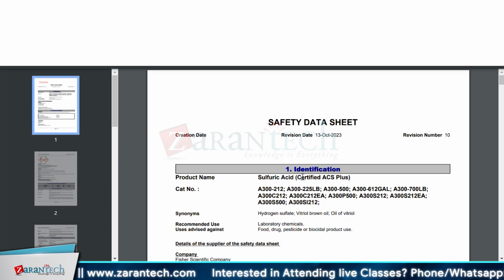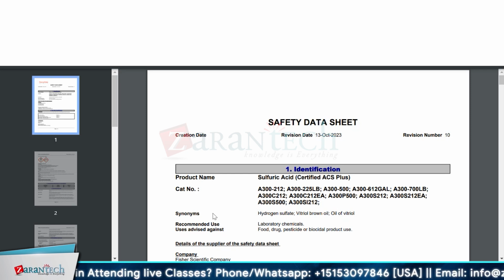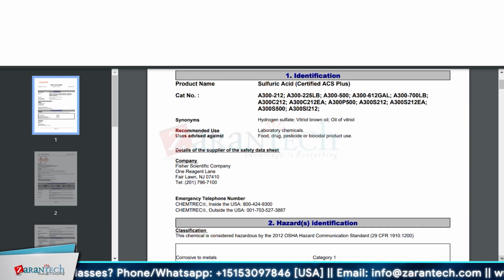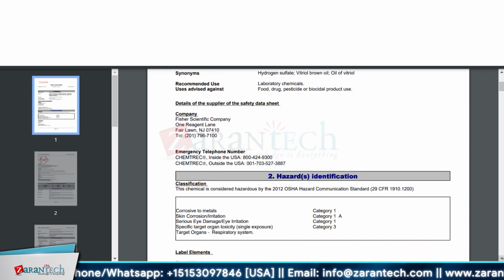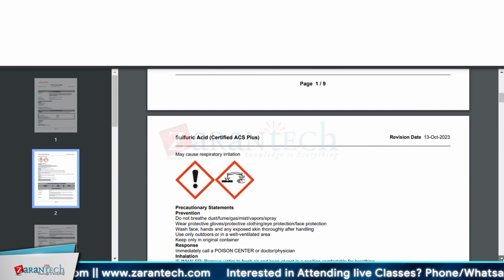Section 1 is identification, where we mention the product name, catalog number, synonyms, and recommended uses and uses advised against for the chemical. It also has the details of the supplier of the safety data sheet, the company address, emergency phone number, etc. Section 2 is hazard identification. There they mention the classification, label elements, signal words, hazard statements, and precautionary statements. All these things are maintained there.